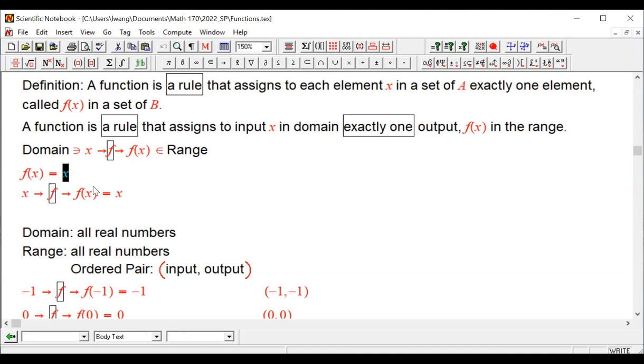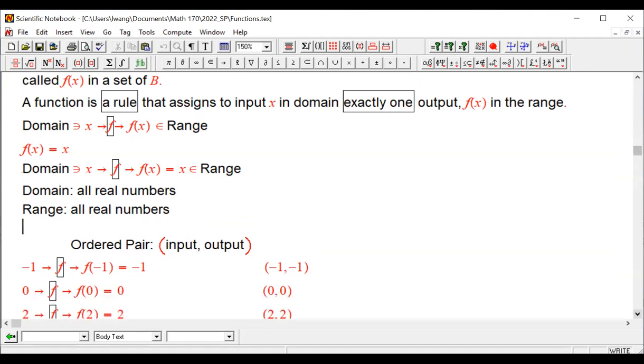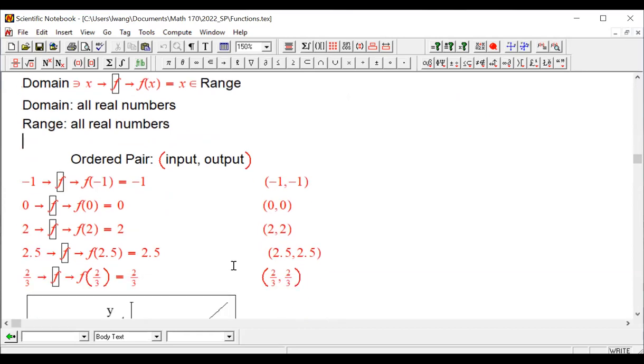If the input can be any real number, what will be the domain here? Of course, all real numbers. So what will be the range? Well, the input and output are always the same. So if all real numbers are in the domain, of course all real numbers are in the range. That's why domain and range are the same. Remember this rule: output is always the same as the input. Whatever input you give me, I'm going to just use it as the output.